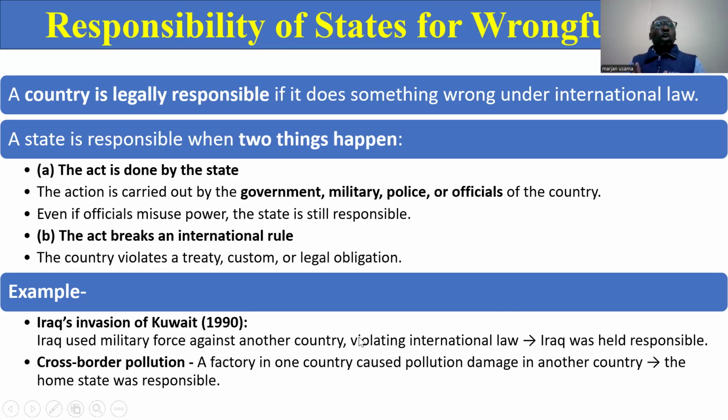Number two, cross-border pollution. So, for example, if you have a factory in Somalia and it causes pollution and damage in another country, the home state will be responsible. So you have a factory in Somalia, the factory is very big, and the factory discharges, the factory pollutes maybe the ocean or the sea of another country.